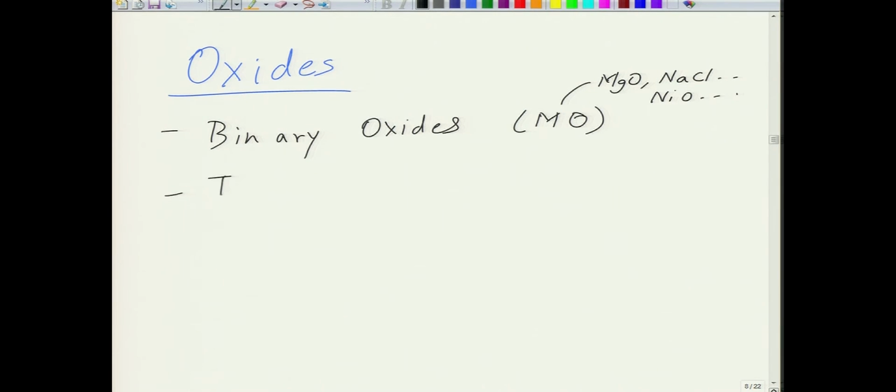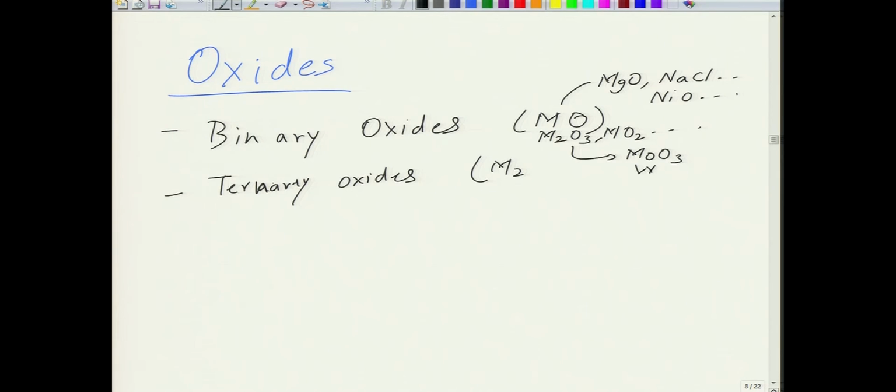You can have ternary oxides, which we can say, so binary oxides could be MO, it could be M2O3, it could be MO2 and so on and so forth. So, M2O3 could be something like WO3, sorry, Al2O3, Cr2O3 and so on and so forth. MO2 could be TiO2, ZrO2, all these are MO2s.